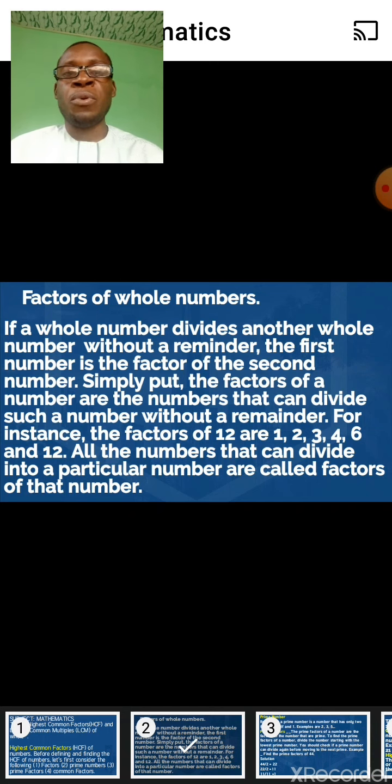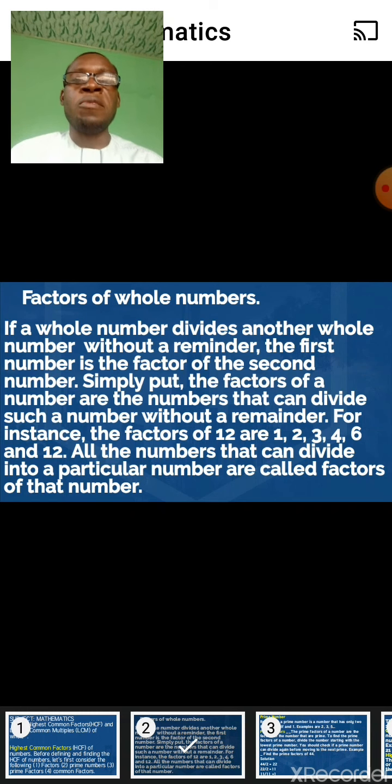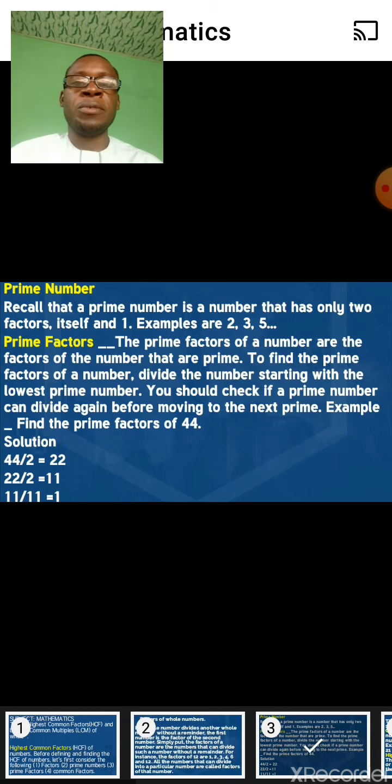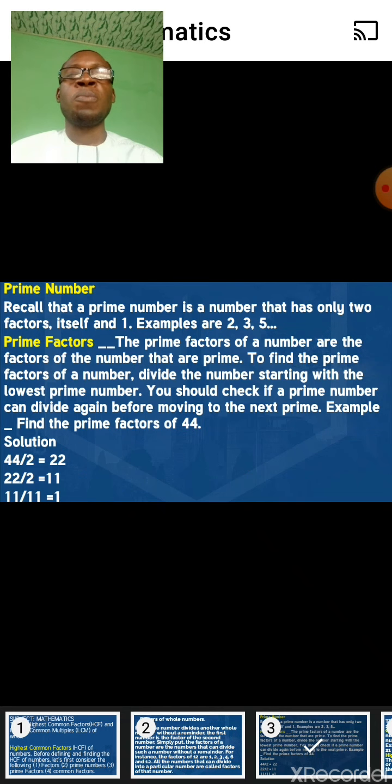For example, when 1 divides 12, the answer will be 12. When 2 divides 12, the answer will be 6. When 3 divides 12, the answer will be 4. When 4 divides 12, the answer will be 3. When 6 divides 12, the answer will be 2. And when 12 divides 12, the answer will be 1. So all these numbers that can divide into 12 are called the factors of 12. All the numbers that can divide into a particular number are called factors of that number.